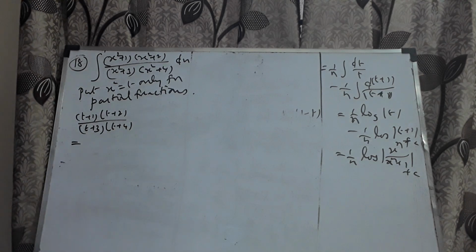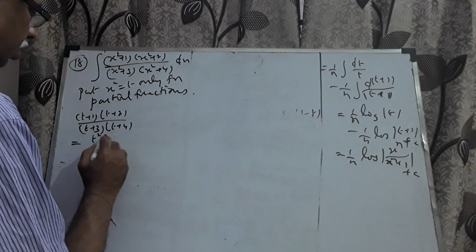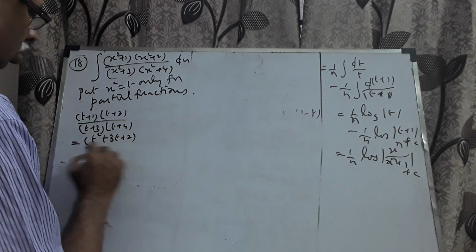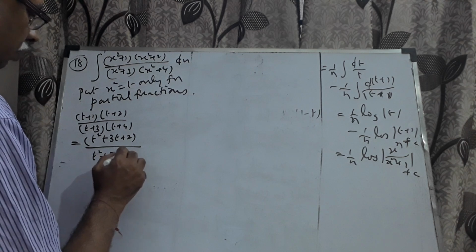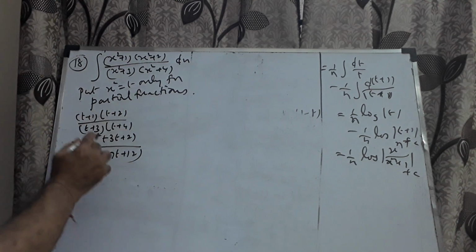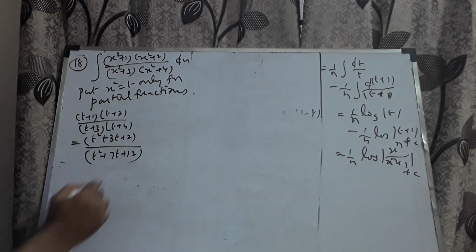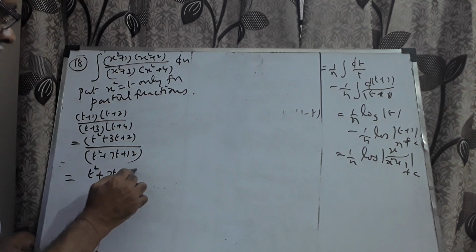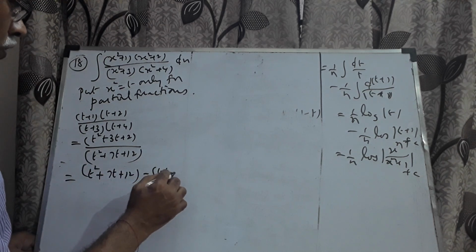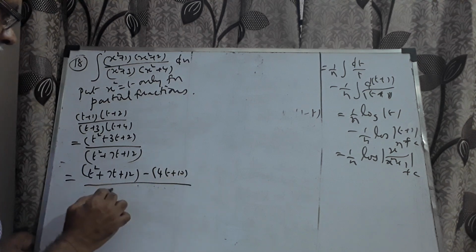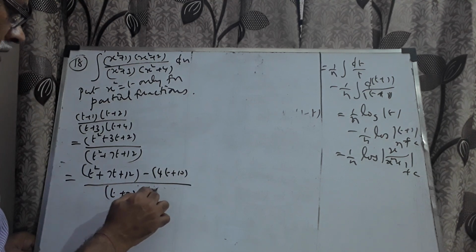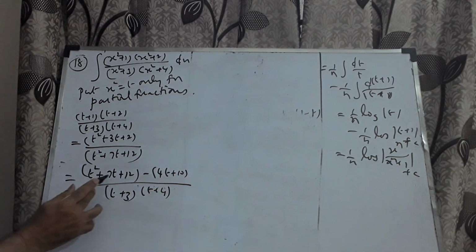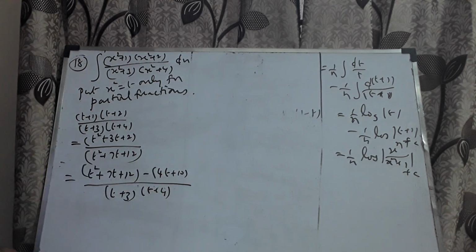I can't apply partial fractions here because, listen carefully, numerator and denominator are both of equal degree. This can be written as (t square plus 3t plus 2) divided by (t square plus 7t plus 12). t plus 2t is 3t, 1 into 2 is 2, 3t plus 4t is 7t, 3 into 4 is 12. This can be written as (t square plus 7t plus 12) minus (4t plus 10), divided by (t plus 3)(t plus 4). Remember carefully: 7t minus 4t is 3t, 12 minus 10 is 2.